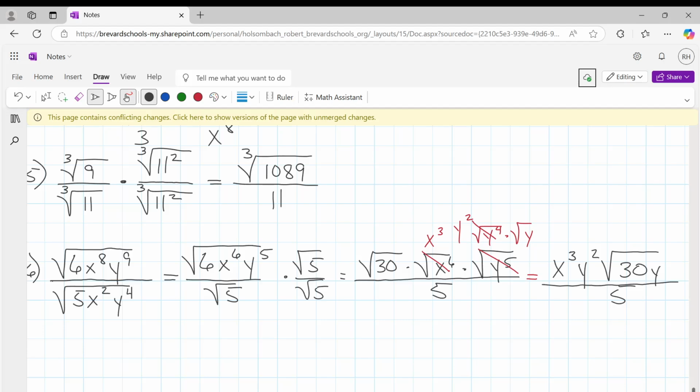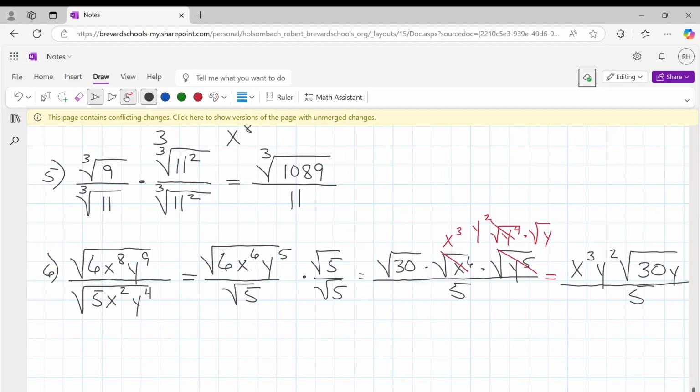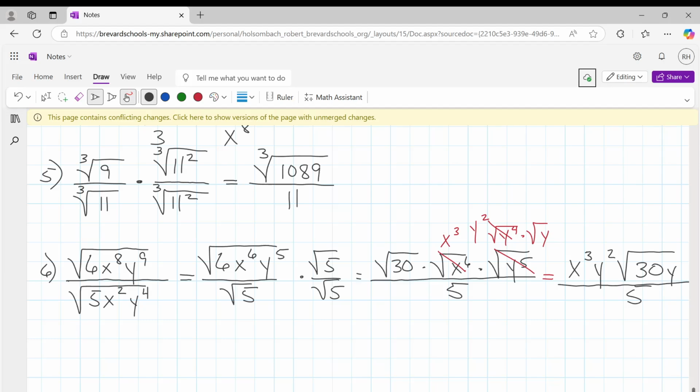Does anybody have any questions on any of those 6 problems we did? All right, then you can use the rest of the period to work in the ALEKS app or to complete your electronic assignments for the week.